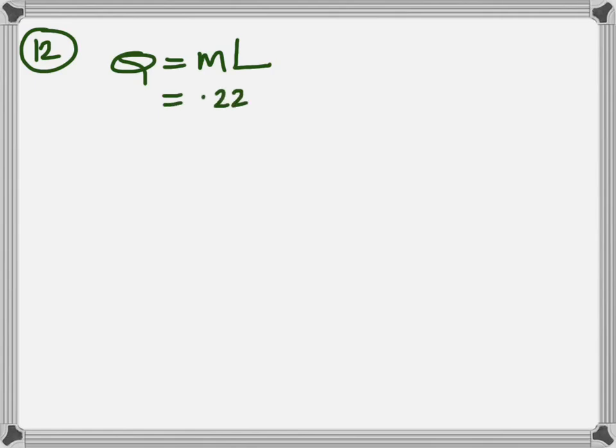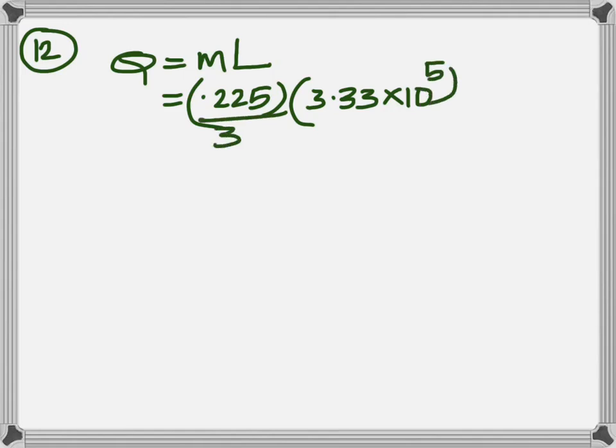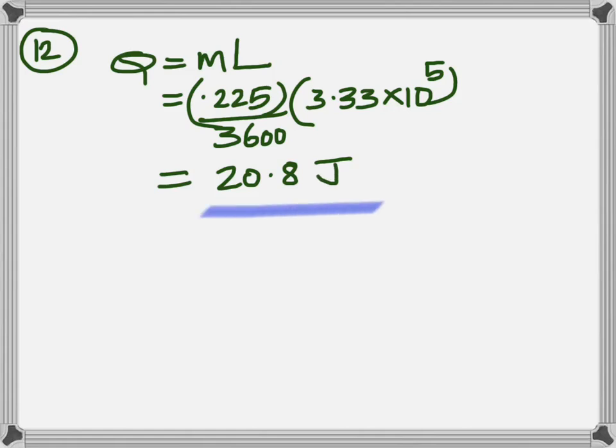12 is just a change of phase, so it's mass times latent heat. And because it was given per hour, you got to divide by 3600 to change it into seconds. That's all. 20.8 joule. And now the 9th one.